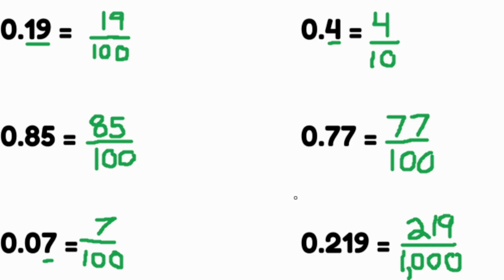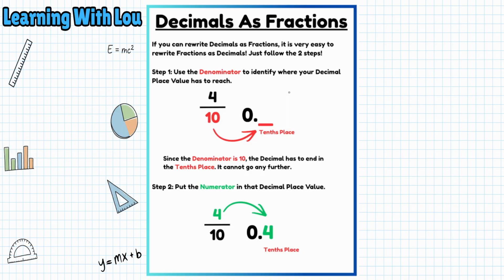And then down here we have 0.219. Now our furthest decimal place over to the right is actually the thousandths place. So I made my denominator 1000 and my numerator is 219. So we got 219 thousandths. That being said, rewriting a fraction as a decimal is just as easy. It's kind of just like doing the reverse of what we just did.